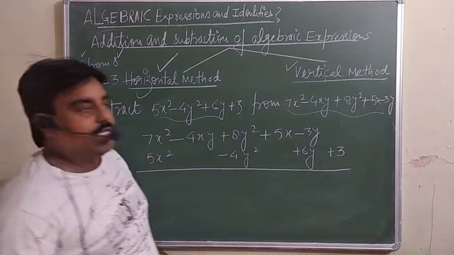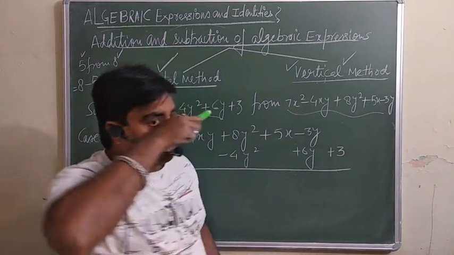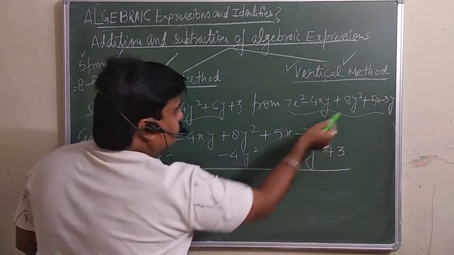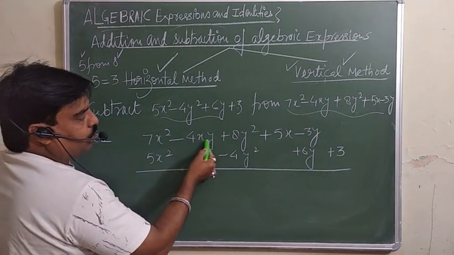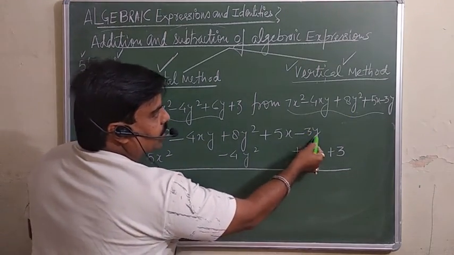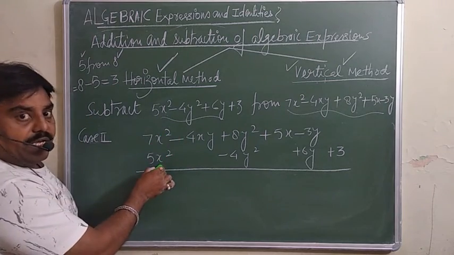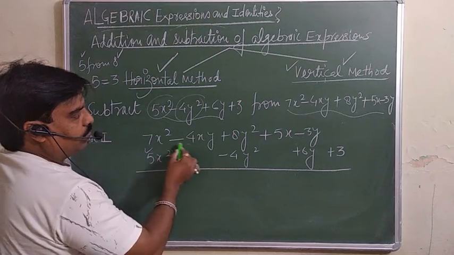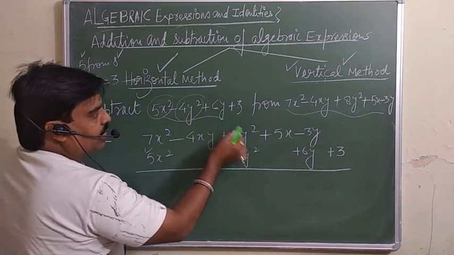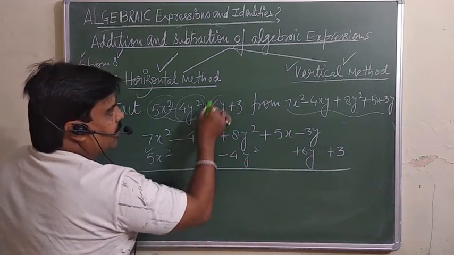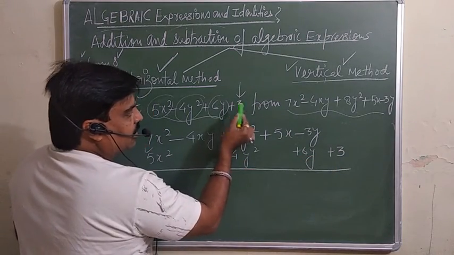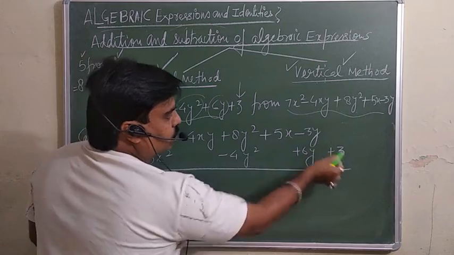Now, in case of the vertical method, we want to subtract this from this one. So what will we do first? Write this one first: 7x square minus 4xy plus 8y square plus 5x minus 3y. Now bring the like terms below. 5x square will come here, minus 4y square here, 6y will come here, and this 3 will remain separate because there is no constant term above, so 3 is here only.